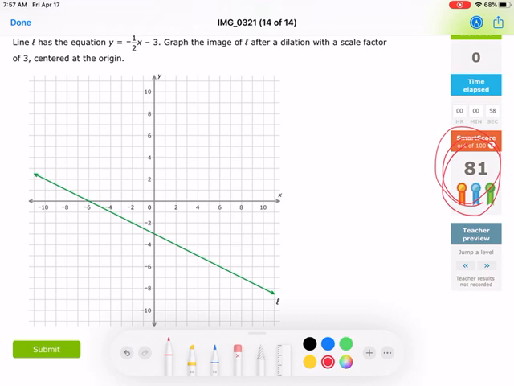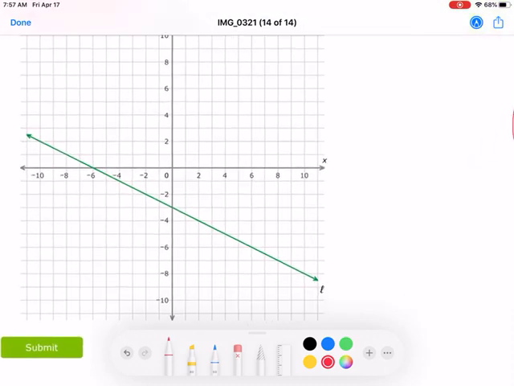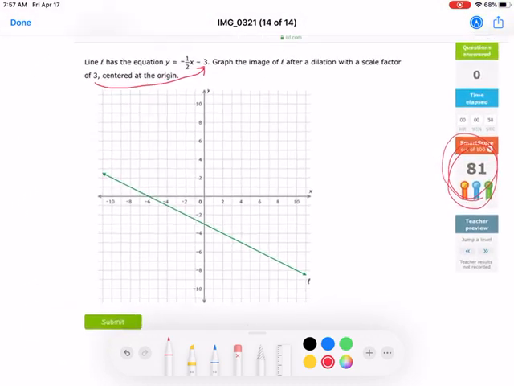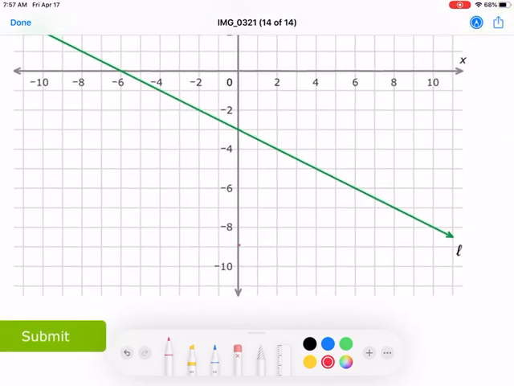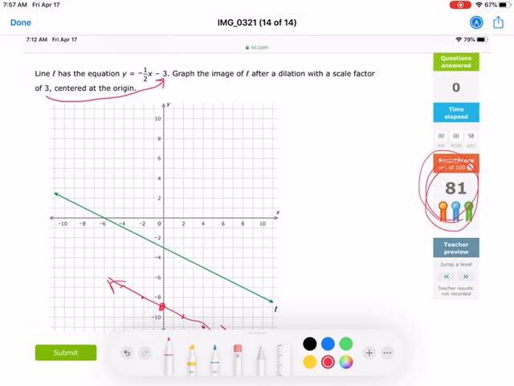Dilate by 3. So again, slope stays the same, so negative 1/2. And you multiply the scale factor by the y-intercept, so negative 9 now. Slope stays the same, negative 1/2. So you're at negative 9, and you go down 1 over 2, down 1 over 2. Or you go up 1, left 2, up 1, left 2, up 1, left 2. And you just plot that like that. That end of it got a little wobbly.